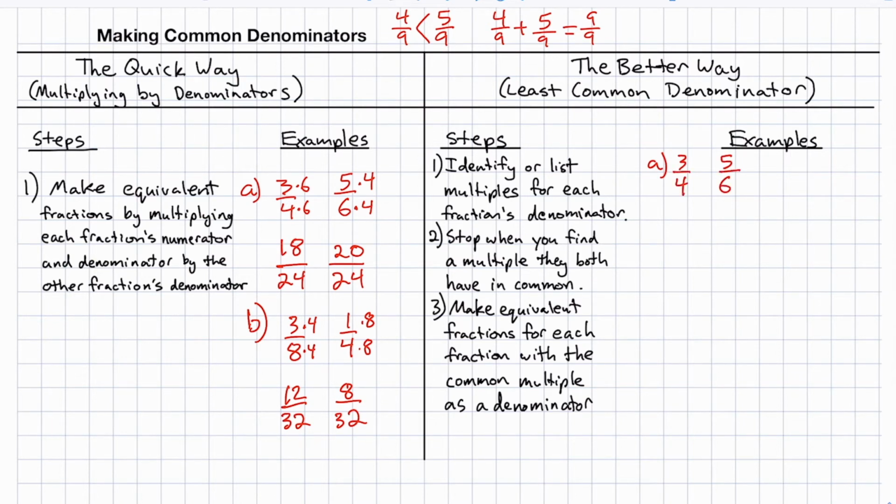So if I want to find the least common denominator, what I'm going to do, it says step 1, identify or list multiples for each fraction's denominator. So again, multiples is kind of like you're counting by that number. So 4 times 1 is 4, 4 times 2 is 8, 4 times 3 is 12, 4 times 4 is 16. I'm just listing the multiples. I'm going to do that for 6 as well for a little bit.